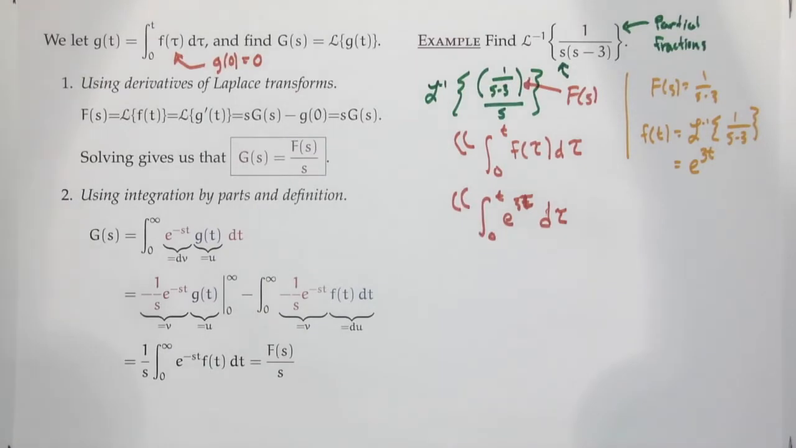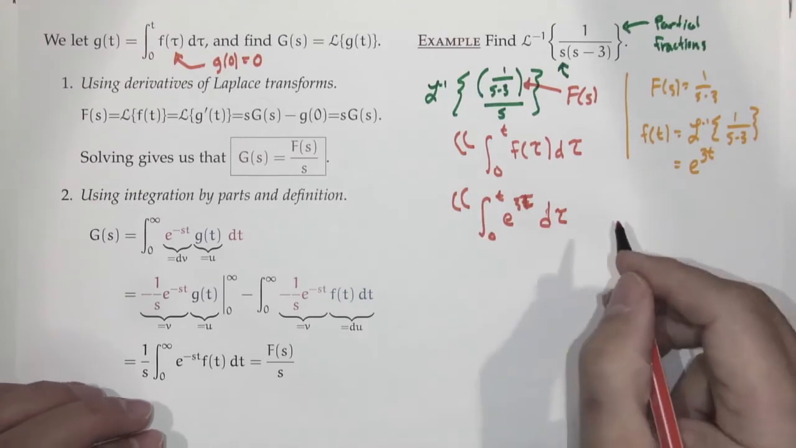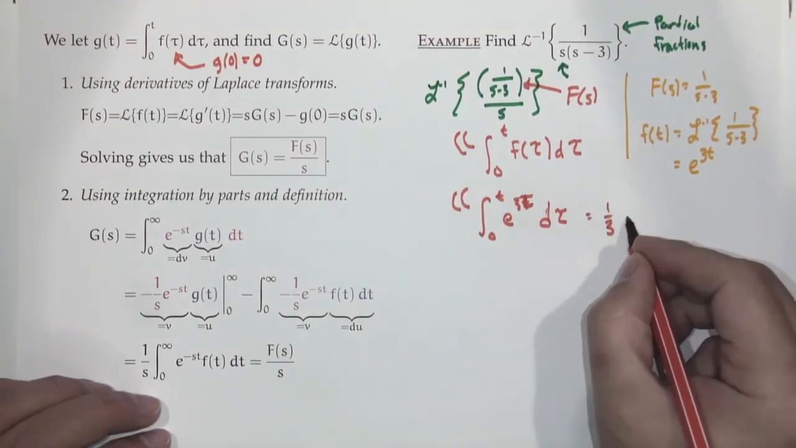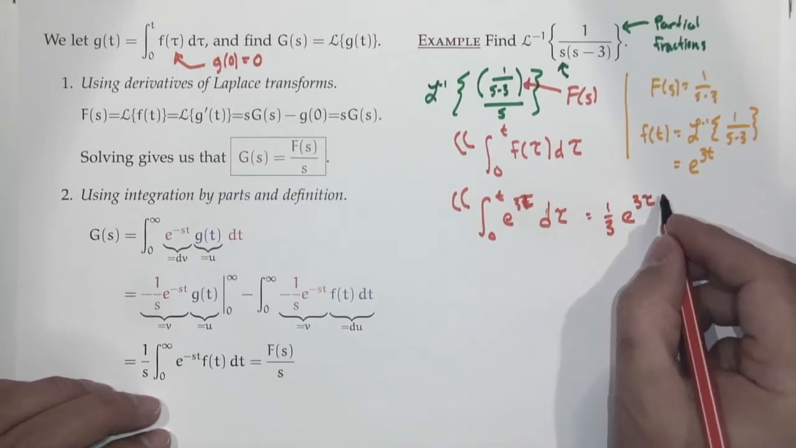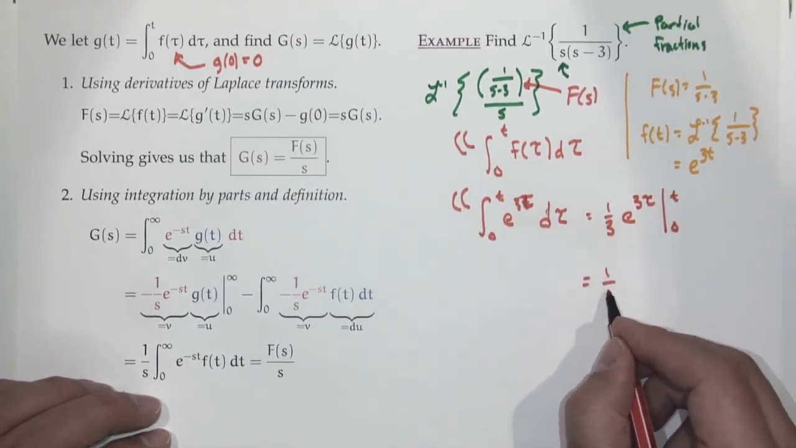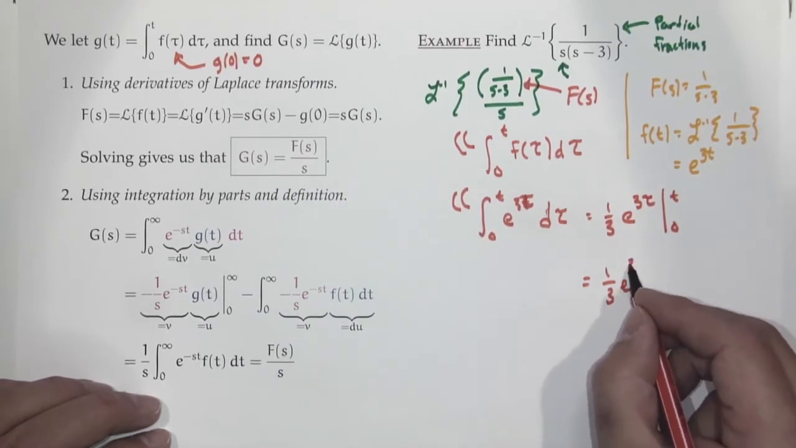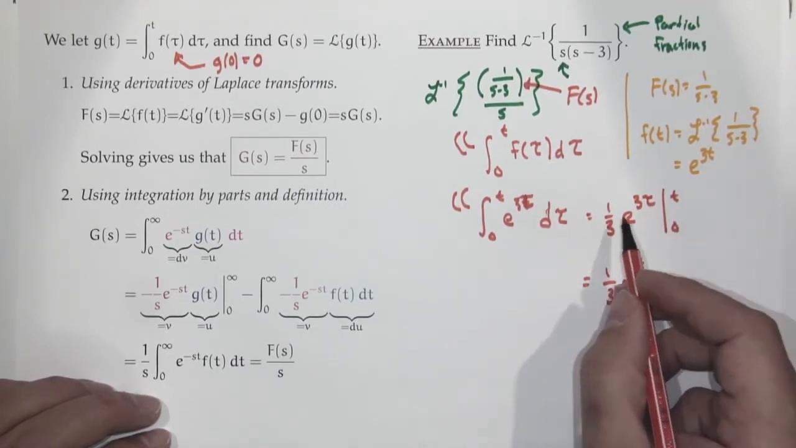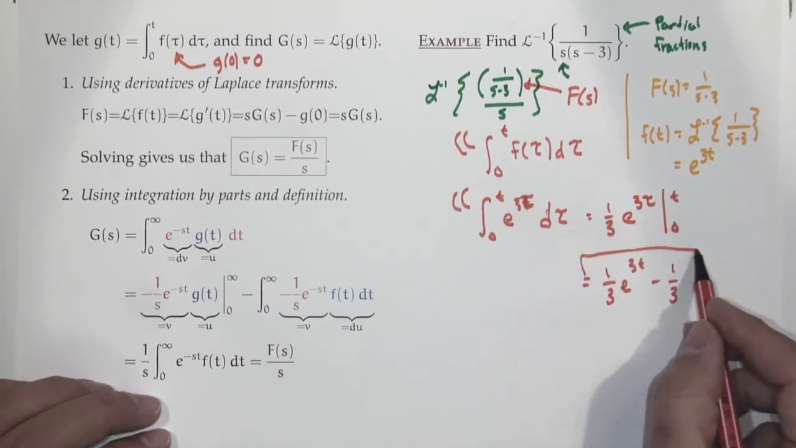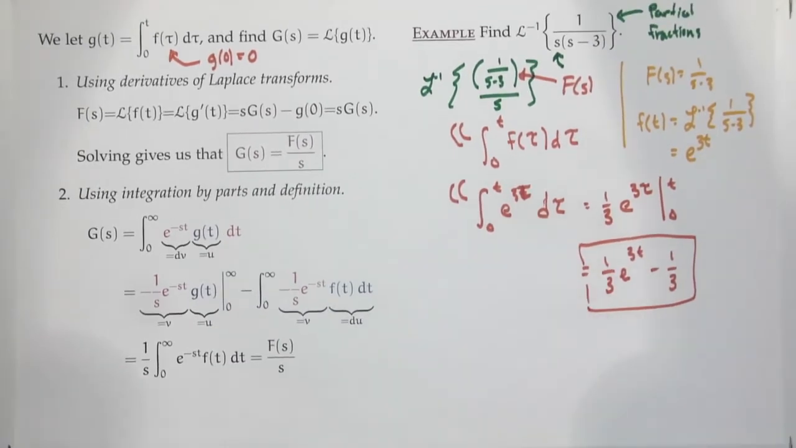So now we integrate. What's the integral of e to the 3 tau? 1/3 e to the 3 tau. Evaluate from 0 to t. We end up with 1/3 e to the 3t. Subtract 1/3 e to the 0, but e to the 0 is 1, so 1/3. And there we go. All right.